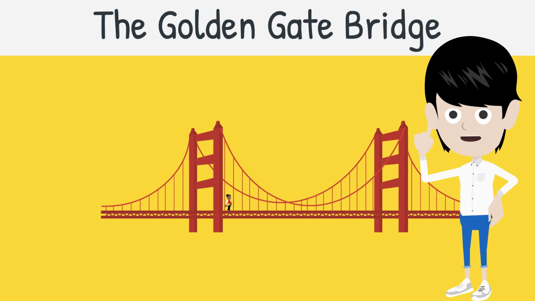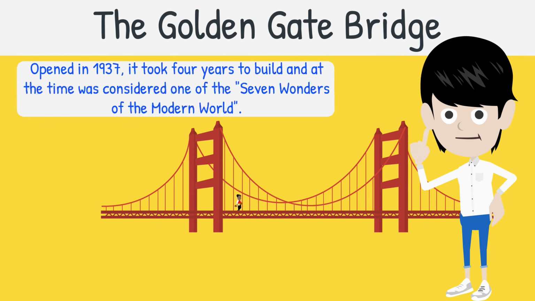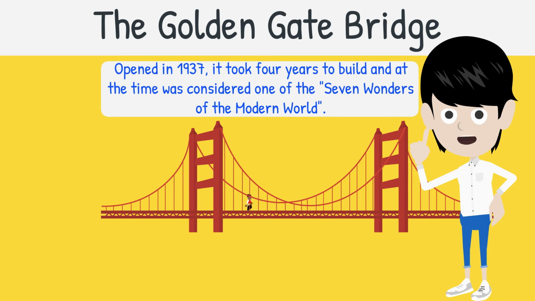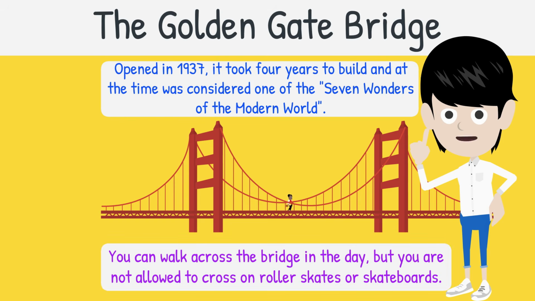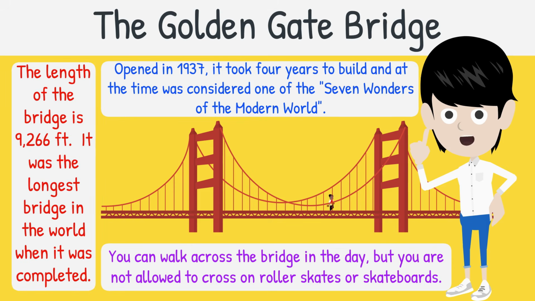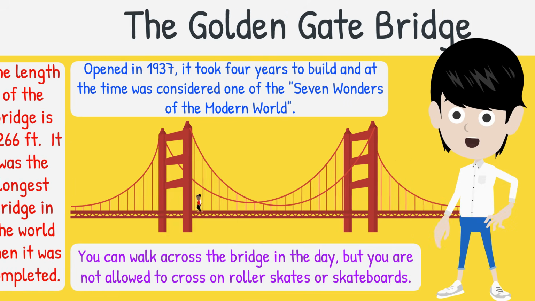The Golden Gate Bridge. Opened in 1937, it took 4 years to build and at the time was considered one of the 7 wonders of the modern world. You can walk across the bridge in the day, but you are not allowed to cross on roller skates or skateboards. The length of the bridge is 9,266 feet. It was the longest bridge in the world when it was completed.